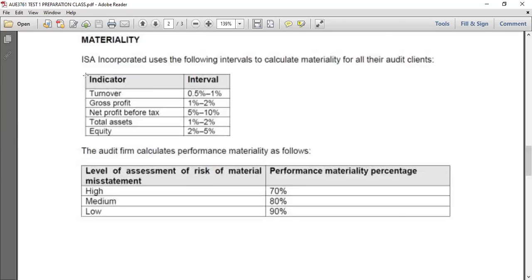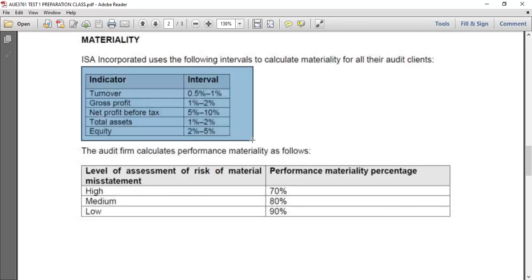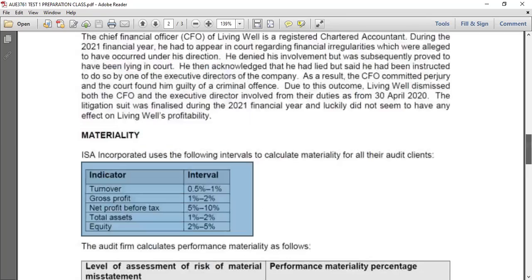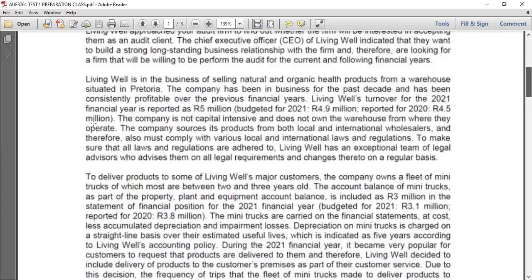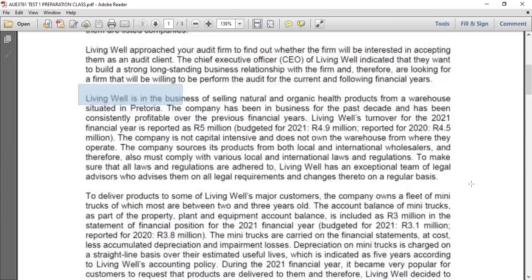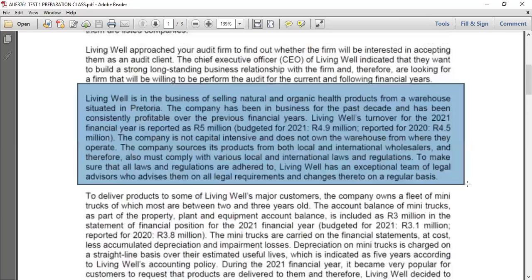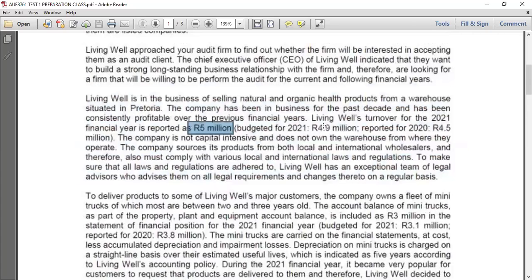So we have got various bases that we can use to determine the materiality: turnover, gross profit, net profit, total assets, and equity. All the figures that we are given, if you still remember, we are given the turnover. So we can use the turnover, the one on the financial statements, which is 5 million. If this was not there, we're going to use the what? The budgeted.